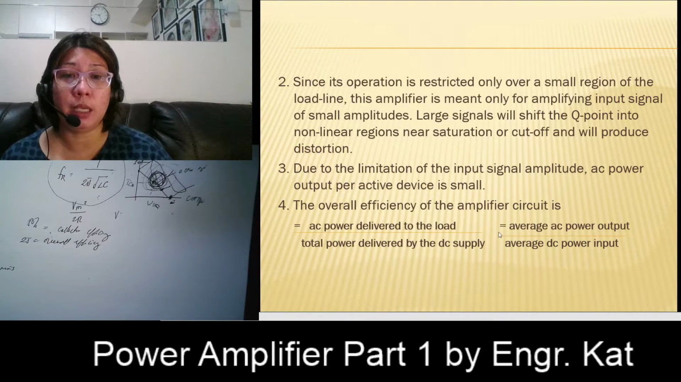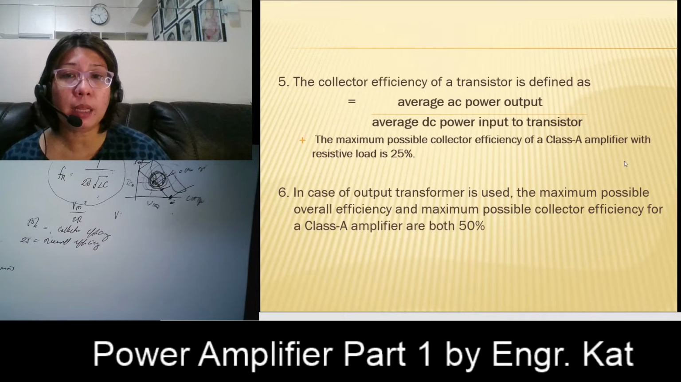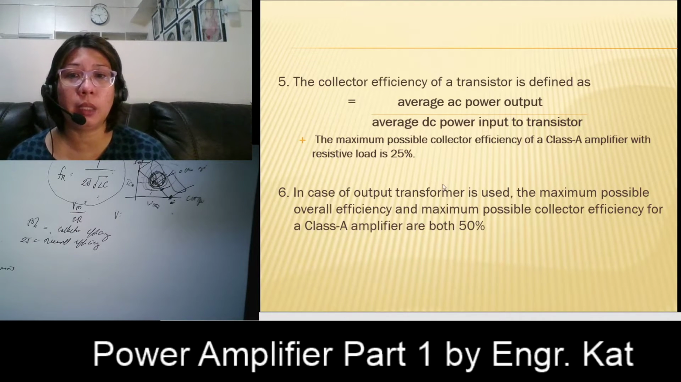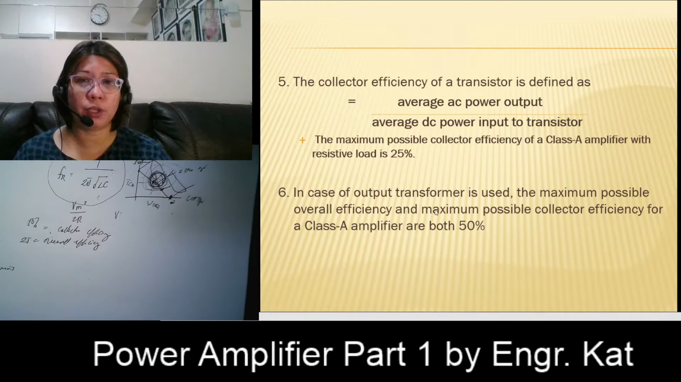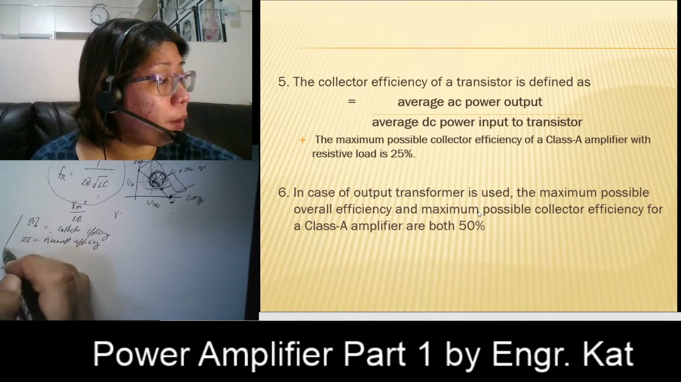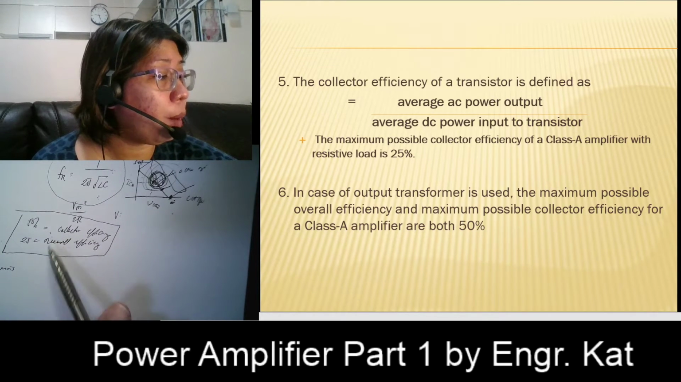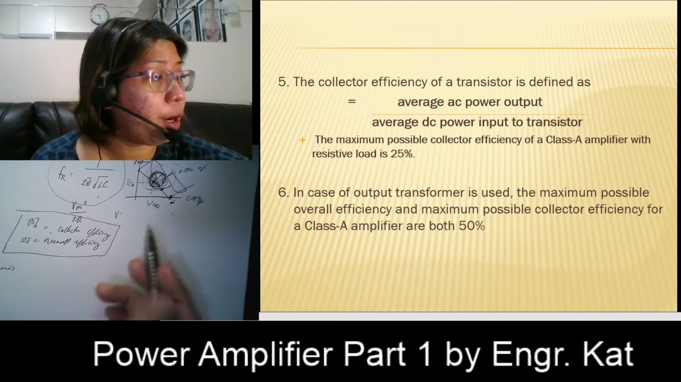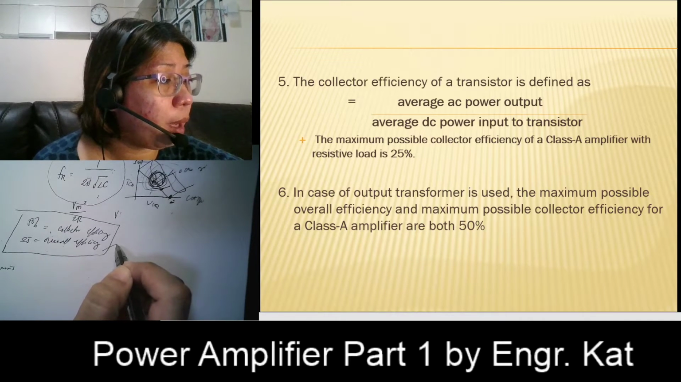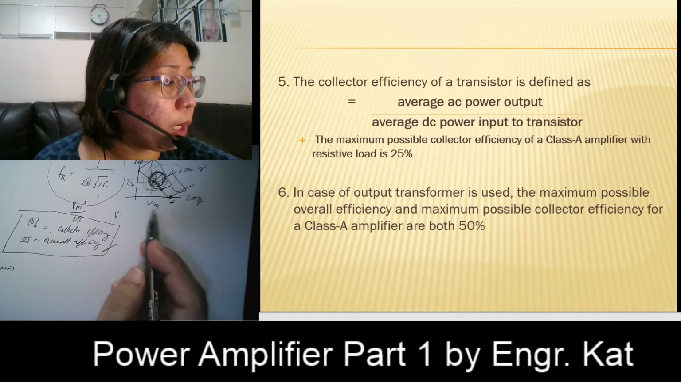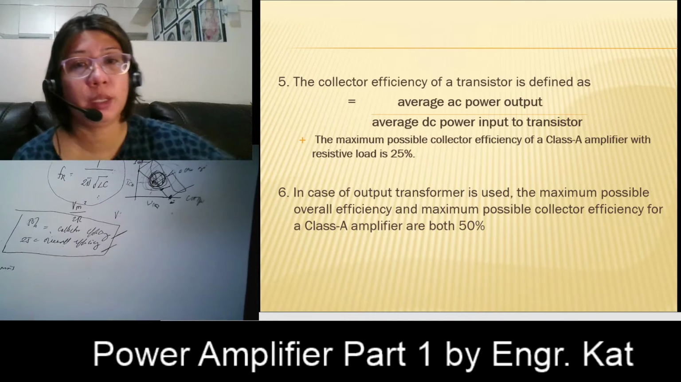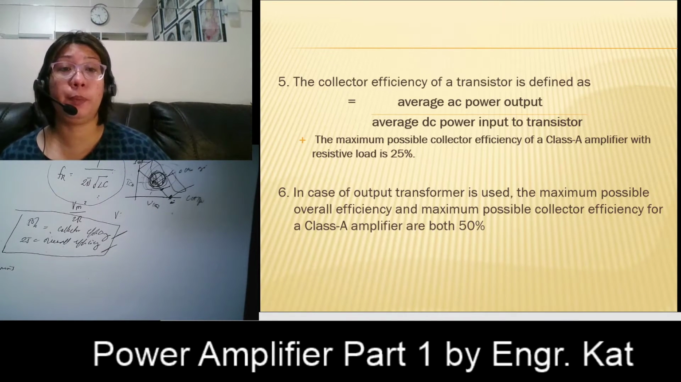And this is 25%. But if we use a transformer, the overall efficiency can be equal to the maximum possible collector efficiency, which is 50%. Kindly take note of this. So for a resistively coupled power amplifier, the maximum theoretical overall efficiency is 25%, while the collector efficiency is 50%.